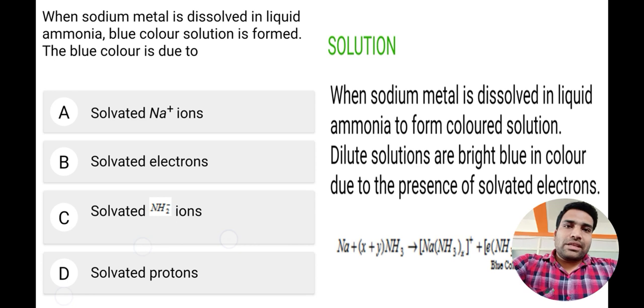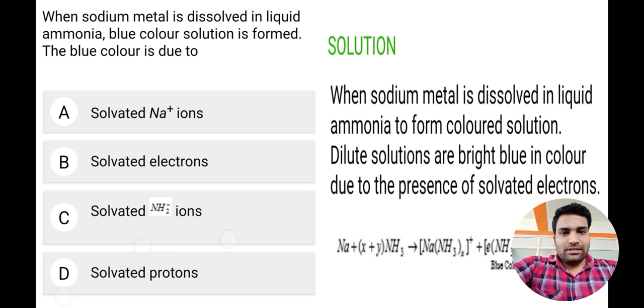Now let's have the second question: when sodium metal is dissolved in liquid ammonia, a blue color solution is formed. The blue color is due to: solvated Na plus ions, solvated electrons, solvated NH2 minus ions, or solvated protons.